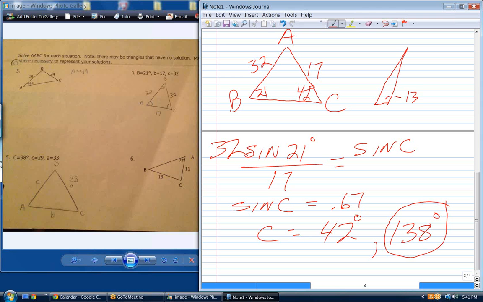This angle is 138 degrees. Notice that everything else is the same. This angle is 21. This side is still 32. This side is still 17. In other words, this triangle over here fits the three parameters they gave us in exactly the same way as this triangle did. It's got the angle and sides the same, yet it's a totally different triangle.